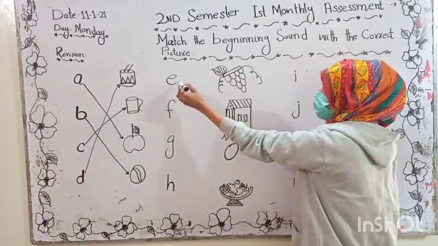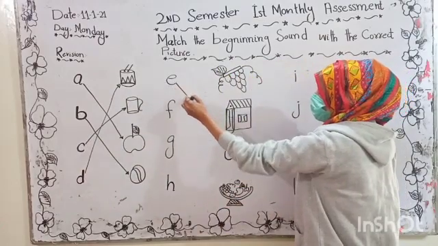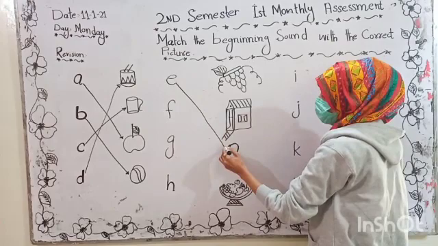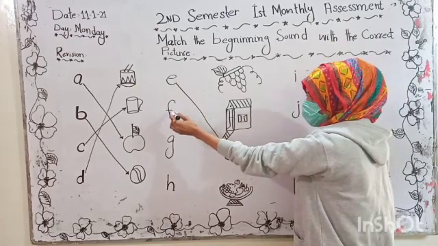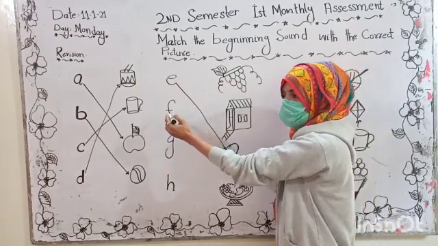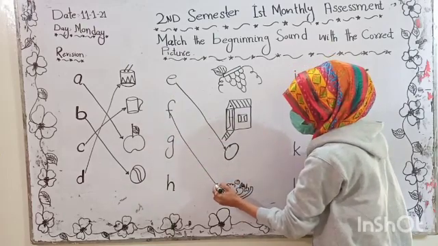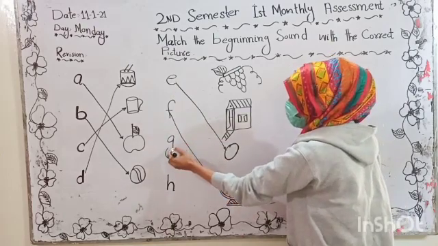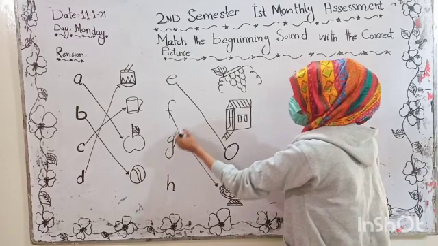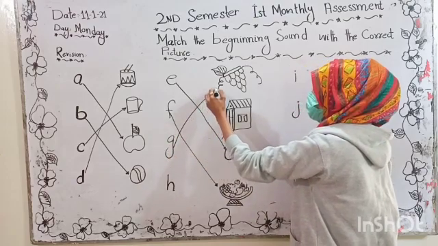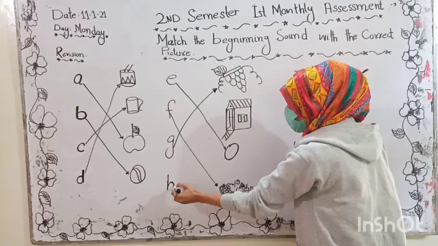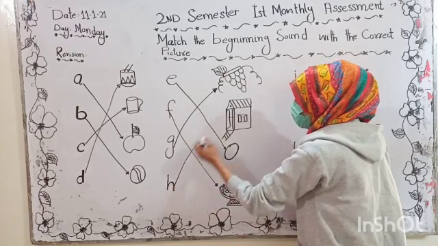And which letter is this? Egg. And which letter is this? ये कौन सा letter है? Fruits. And which letter is this? Grapes. And which letter is this? House.